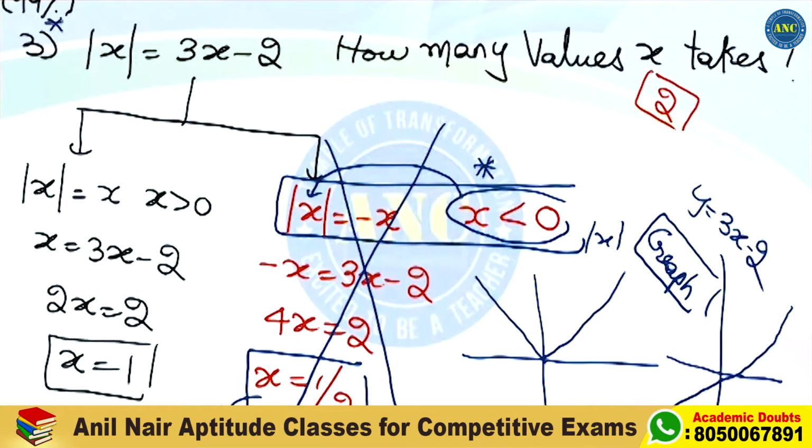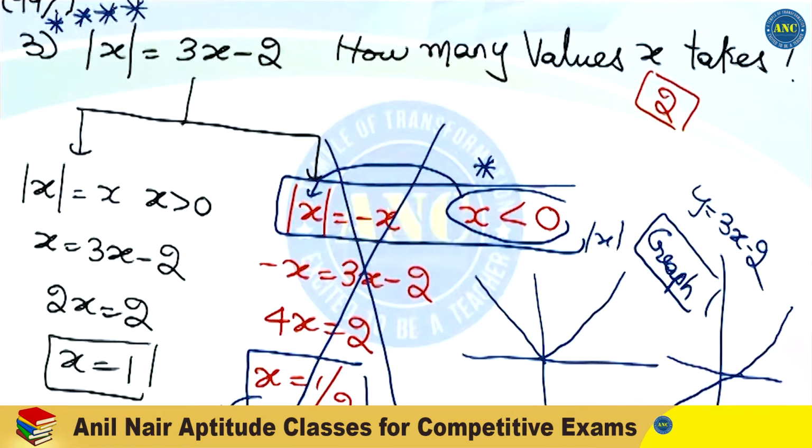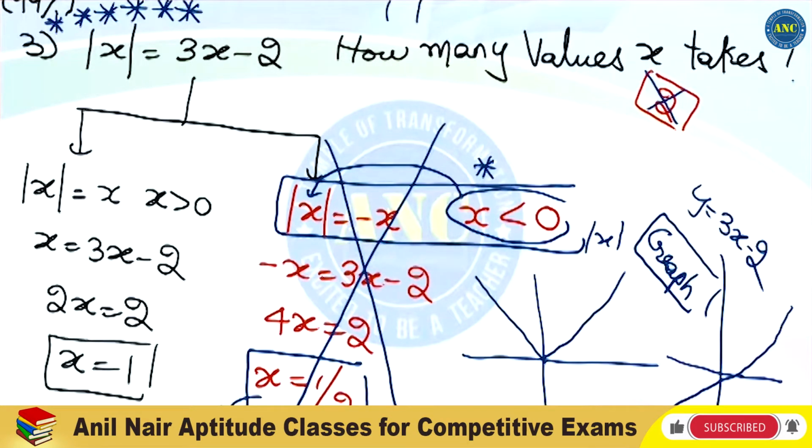Very, very good question. You know it very well that each and every class of mine will carry a lot of conceptual questions, not the questions which you see in the regular textbook. Mod x equals 3x minus 2. So this is incorrect, so 2 is incorrect. The answer for this question is 1.